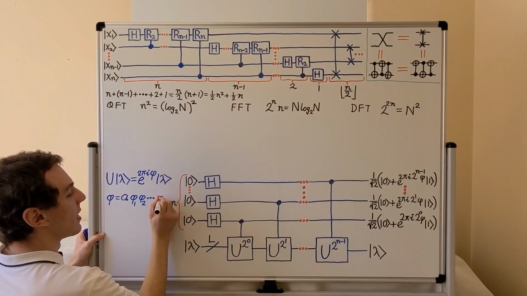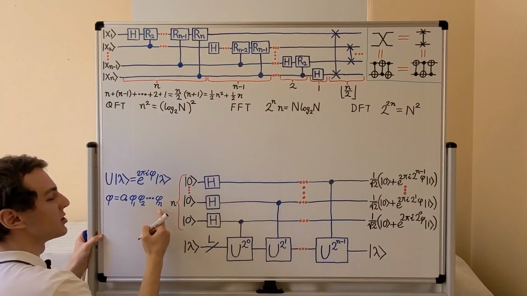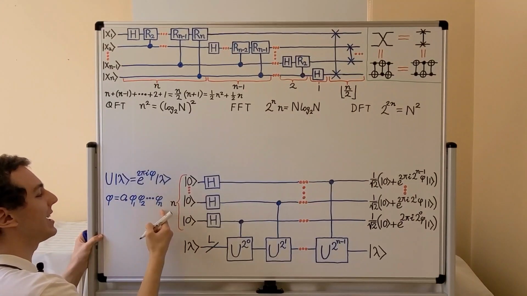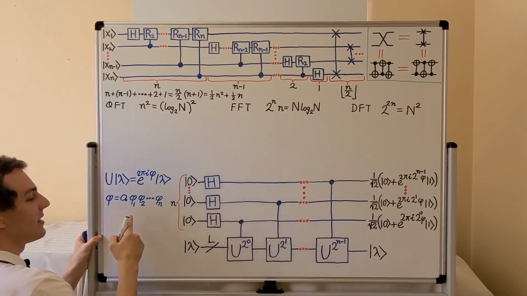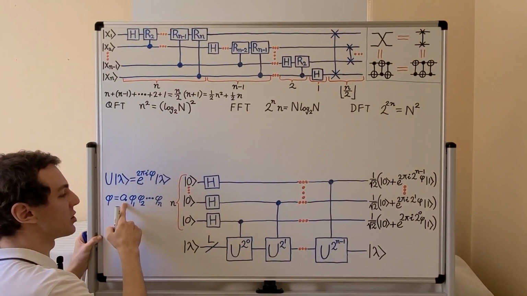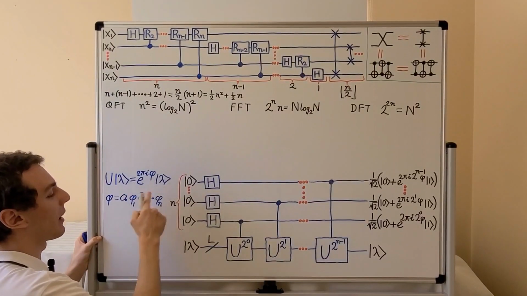All the way up to phi sub n. So this is an n-bit representation of phi. And this is not normal decimal notation. What we're actually dealing with here is binary.